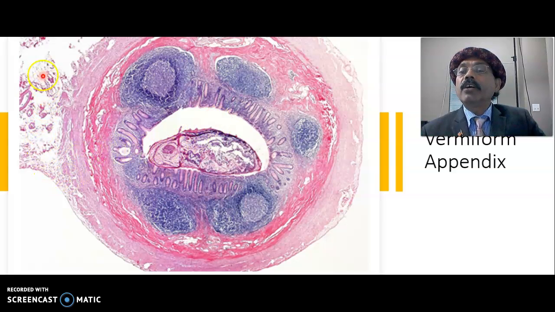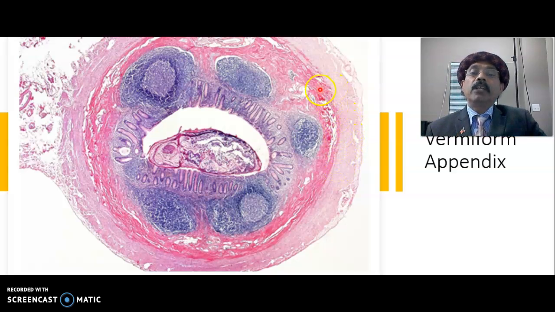And this is the mesoappendix. The mesoappendix suspends the appendix, and it is continuous with the mesentery of the ileum. It contains blood vessels. In between the longitudinal muscle layer outside and the circular muscle layer inside, we also have the myenteric plexus, also called Auerbach's plexus. It is mostly parasympathetic fibers.